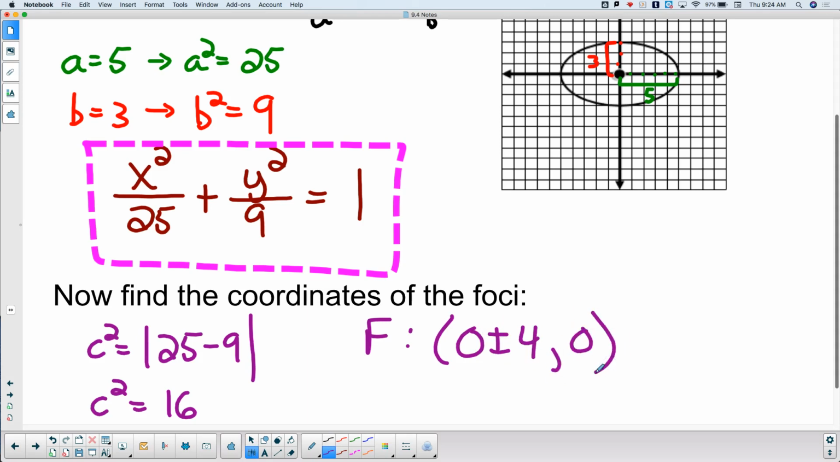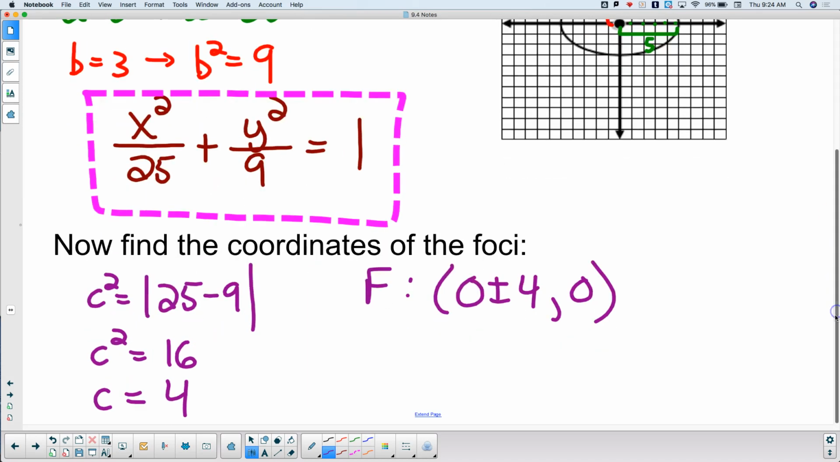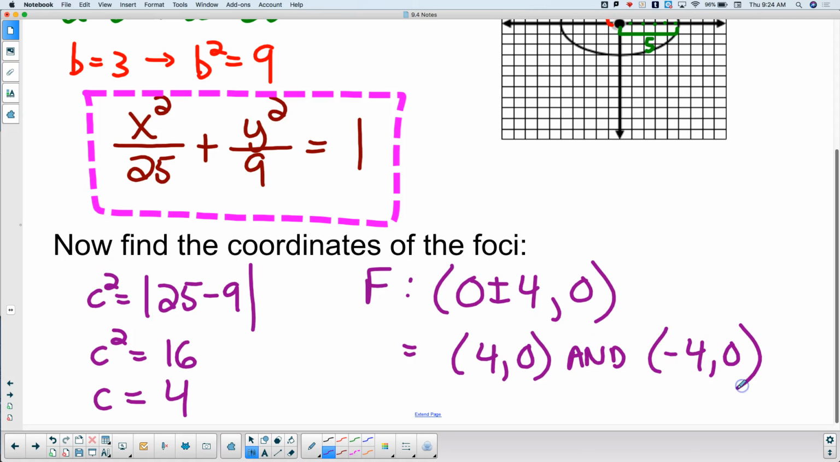Do we like that as an answer, or could we make it look prettier? You answered for this one. Know your role. We don't need one of the zeros. Which one don't we need? Give you another chance. The first one. So I would prefer this be written as 4, comma 0 and negative 4, comma 0.